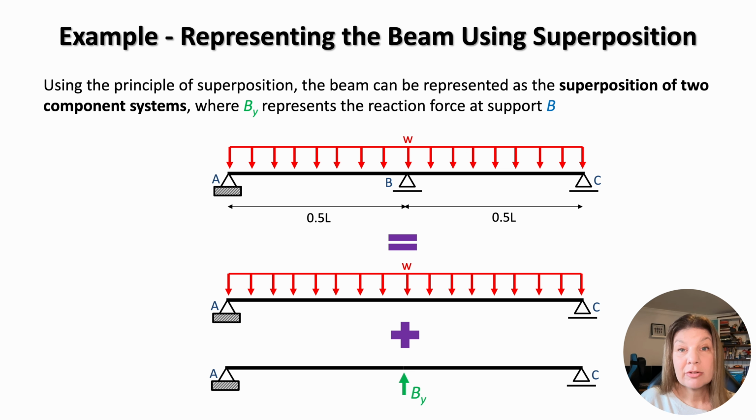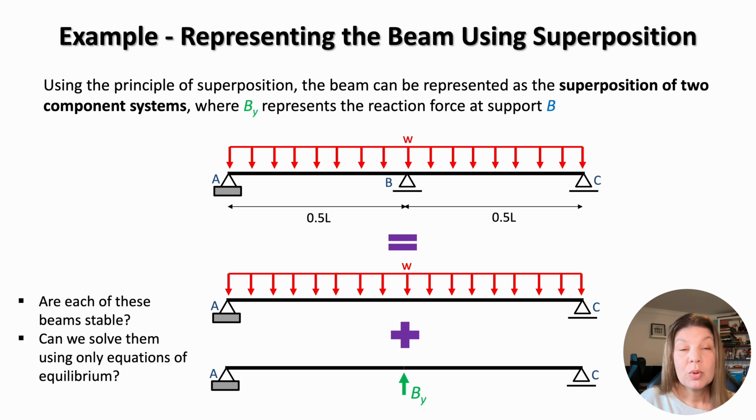Instead of analysing the original indeterminate beam directly, we represent it as the sum of two simpler systems. The first system is a simply supported beam carrying the external loading. The second system is the same beam subjected only to the unknown vertical force By applied at the location of the removed support. When we add these two systems together, they reproduce the behaviour of the original structure.